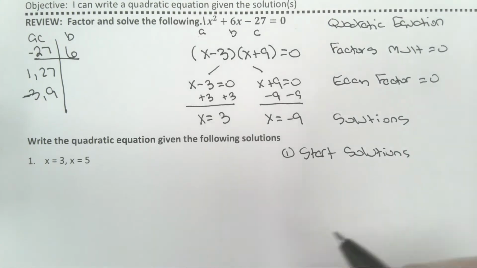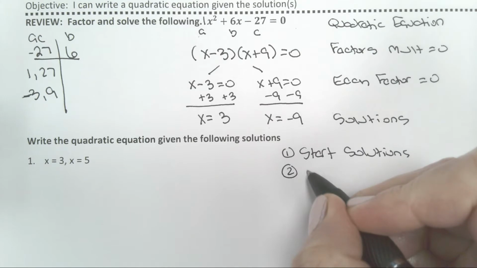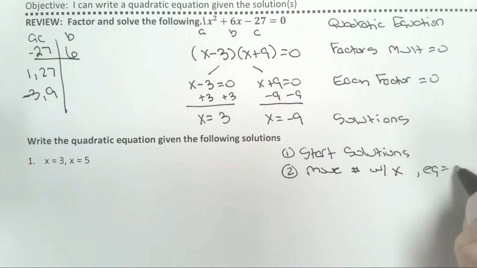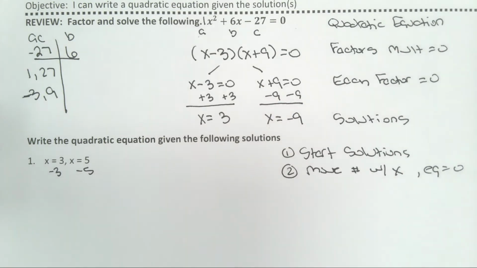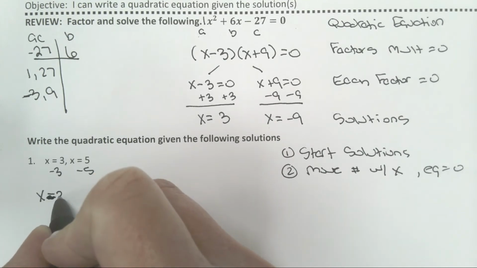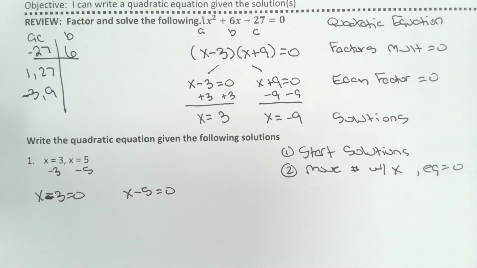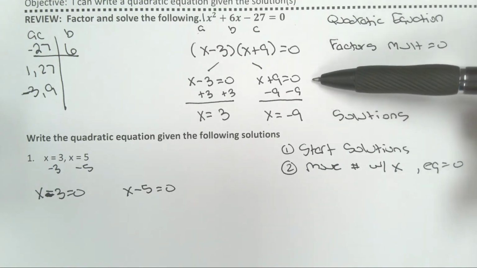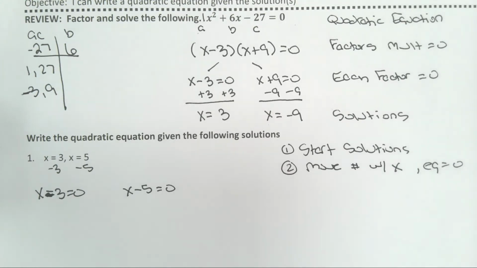All right, so step 2 is move the number with the x term and make your equation equal to 0. So I'm going to subtract the 3 over, and I'm going to subtract the 5 over. So now I have x minus 3 equals 0, and x minus 5 equals 0. In the prior step, I take them and I show my two factors being multiplied.